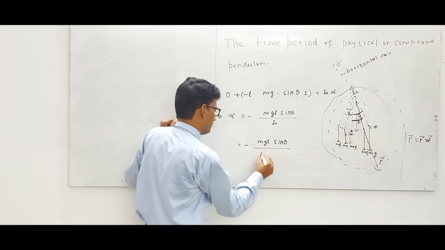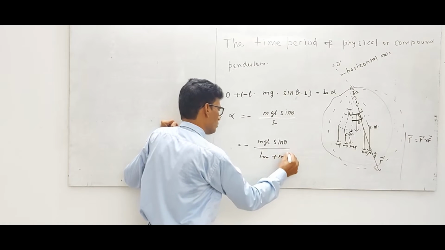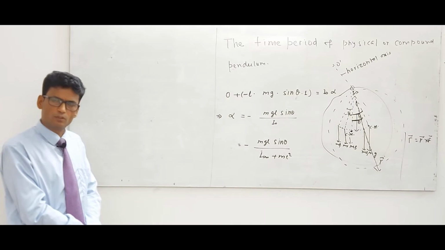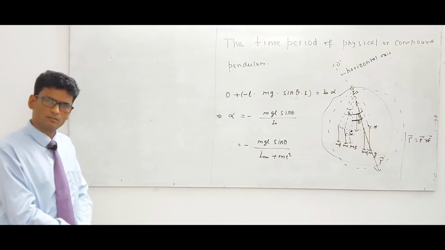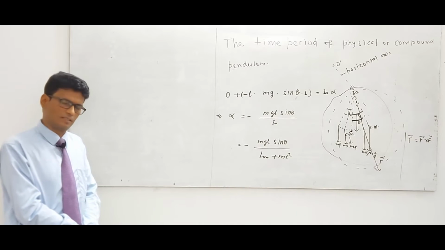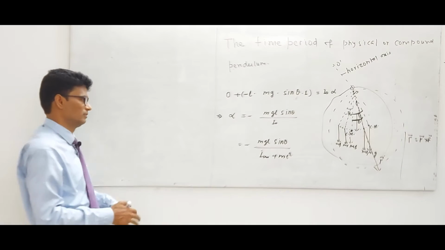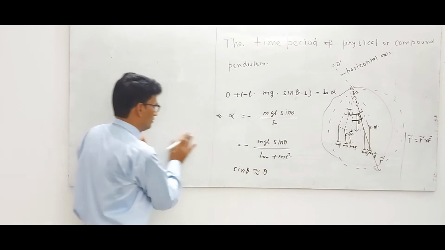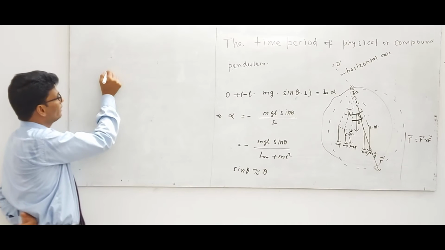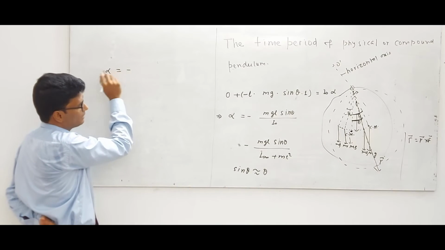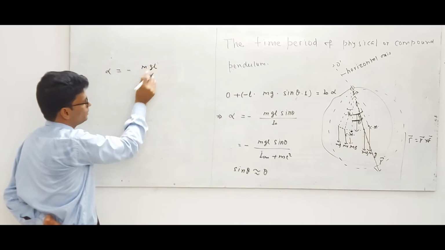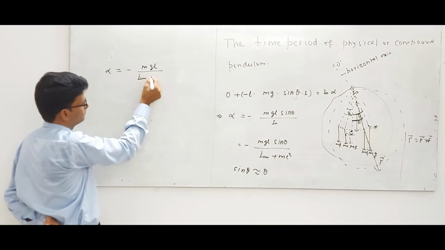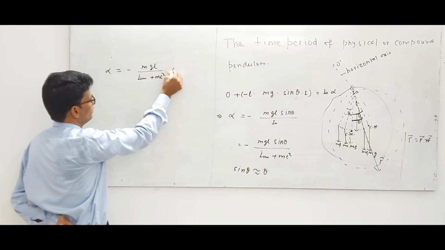So here ICM plus ml square. As we have assumed earlier, oscillation is very small, so we may write sine theta as good as theta. So under the assumption sine theta is as good as theta, now we observe here alpha is equal to minus mgl over ICM plus ml square, into theta.